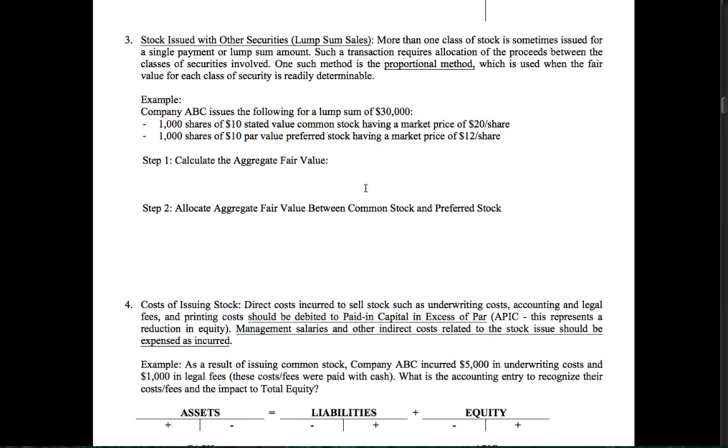One such method is the proportional method, which is used when the fair value of each class of security is readily determinable. There is another method that you can use for this, but we will not cover that in this class. We will just focus on the proportional method. And the proportional method is used when you know the fair value of each class.